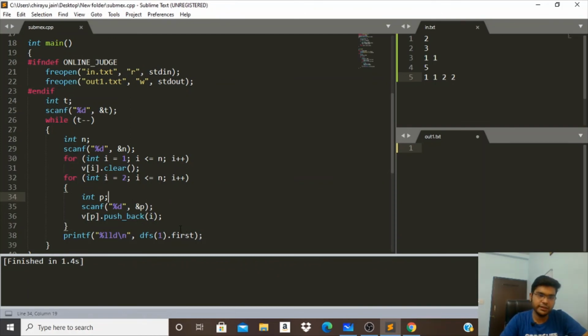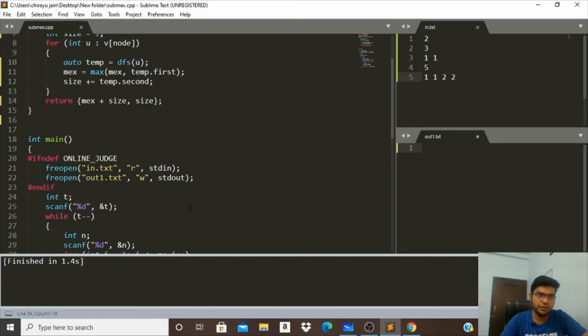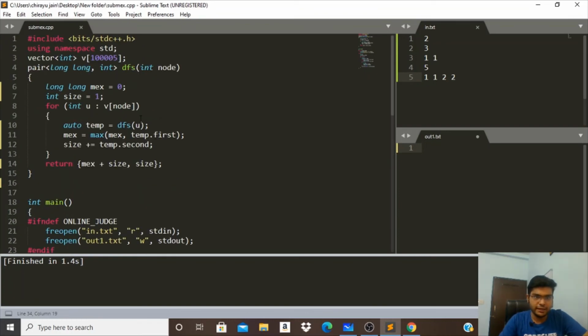So I'll call the DFS from the root node 1, and let's see in the code how this DFS is working. From the root node 1, I'm initializing this DFS, and as we have seen in the approach, we need to initialize max with 0 and size with 1 for every particular node that we are traversing on a DFS structure, right?